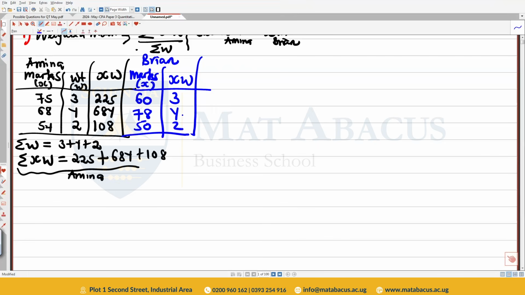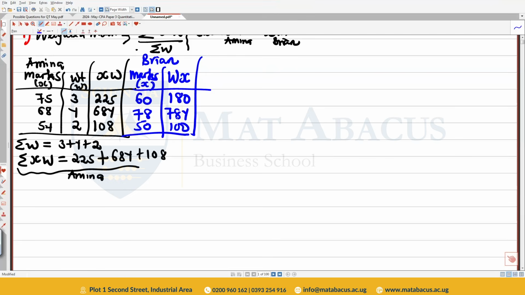The weights are already there. What we need is simply W times X. So the first one: get your calculator and get 60 times 3, that is 180. Then this is 78y, and this is 2 times 50, which gives you 100.